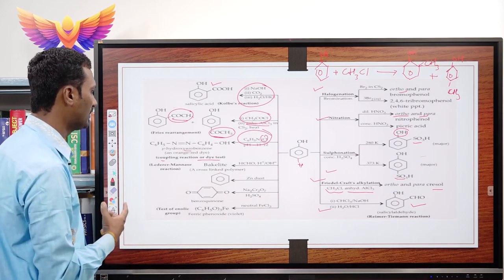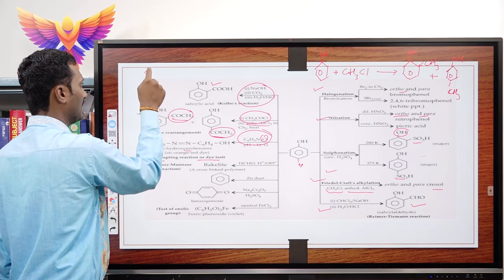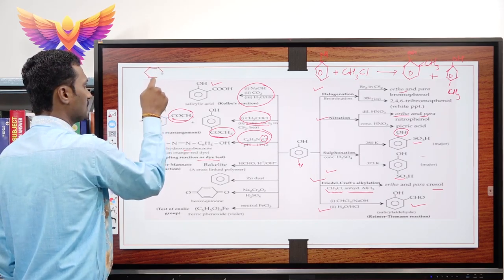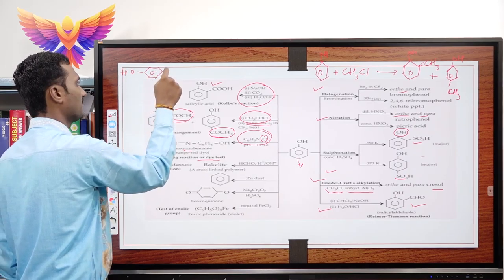Just let me try to write the reaction here so you can understand better. So I have a phenol. I am writing it in this way because then you can understand the reaction very easily.